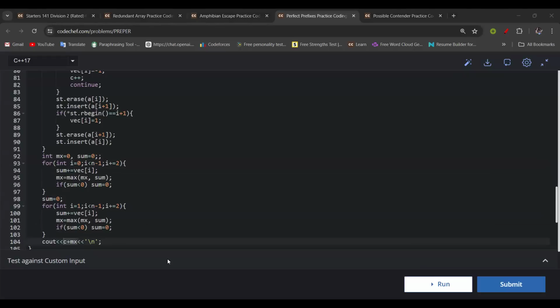Okay, yeah, this was a good problem. So I hope this is clear now. Then we will move to the next problem, which is even.